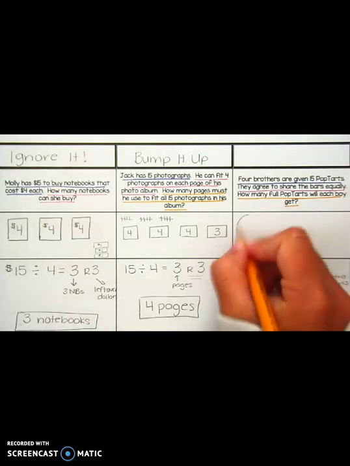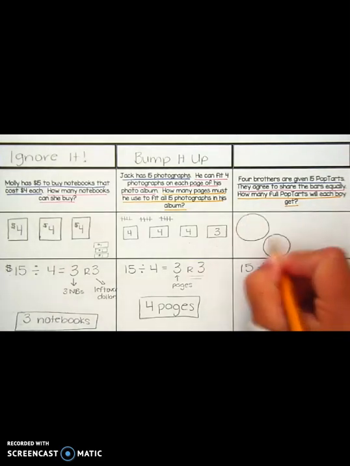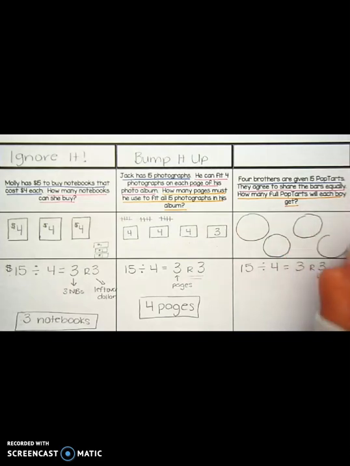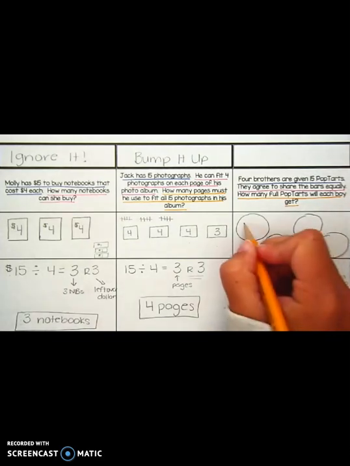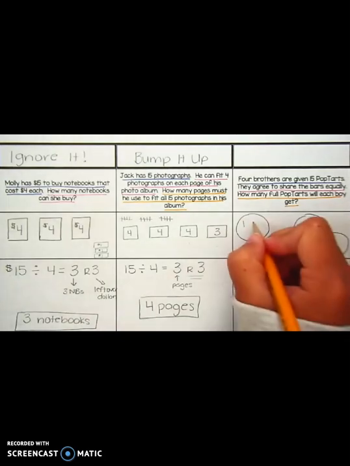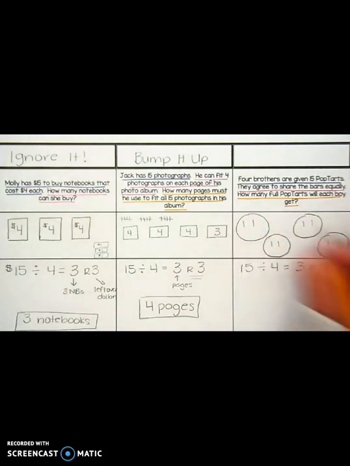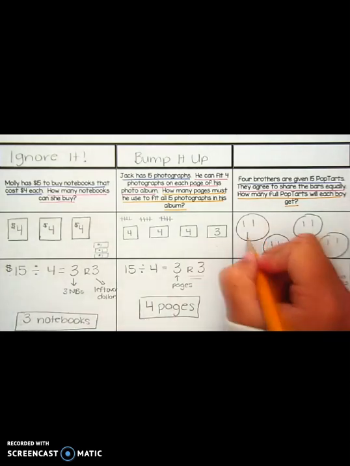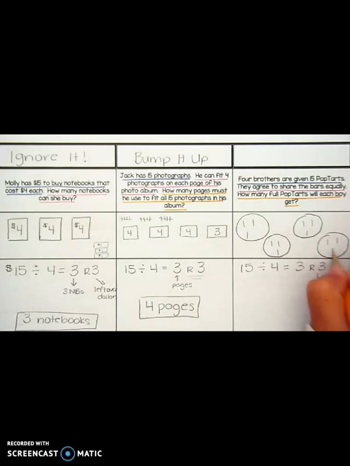So I'm going to draw circles for the 4 brothers. And I'm going to split up those Pop-Tarts. So 1, 2, 3, 4. They each get 1 Pop-Tart. 1, 2, 3, 4. They each have 2 full Pop-Tarts. So far I've used 8. 1, 2, 3, 4. They each get another full Pop-Tart. So far I have used 12. But now I have 3 Pop-Tarts left.